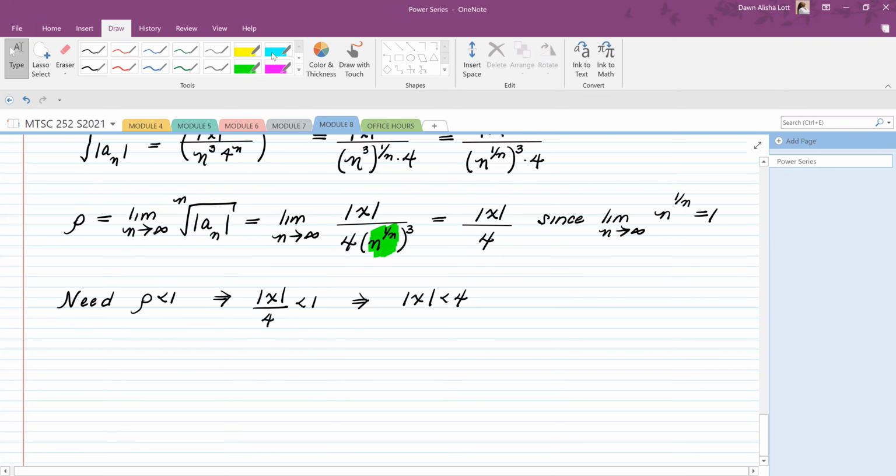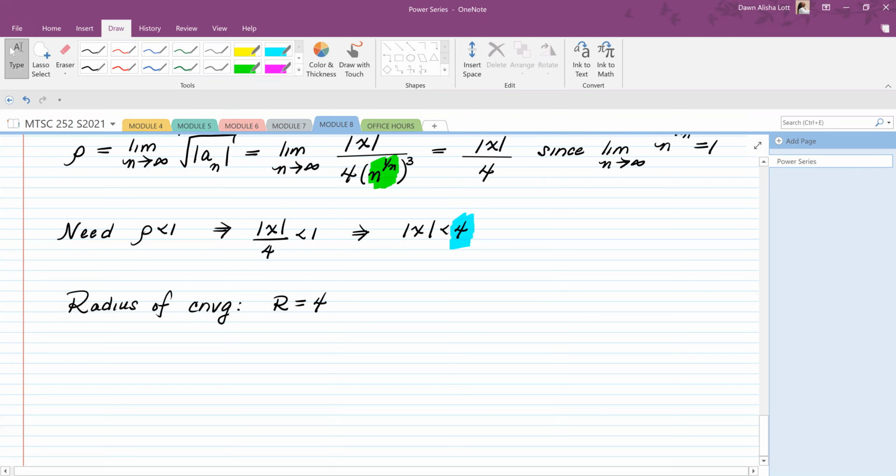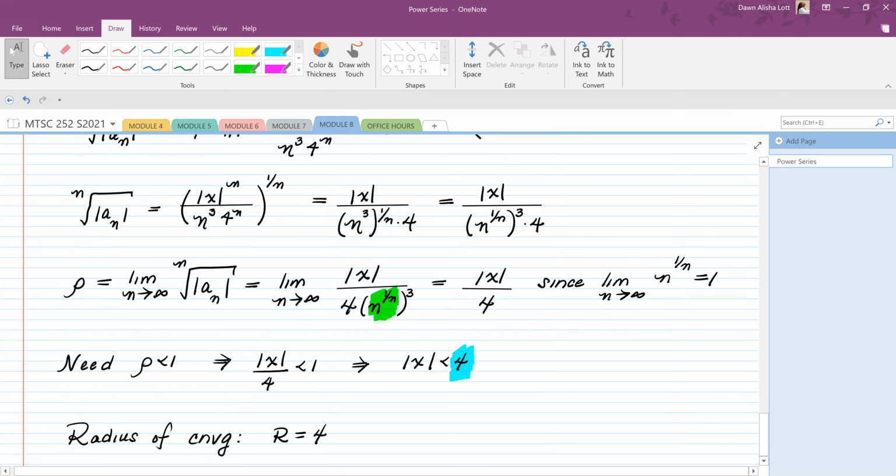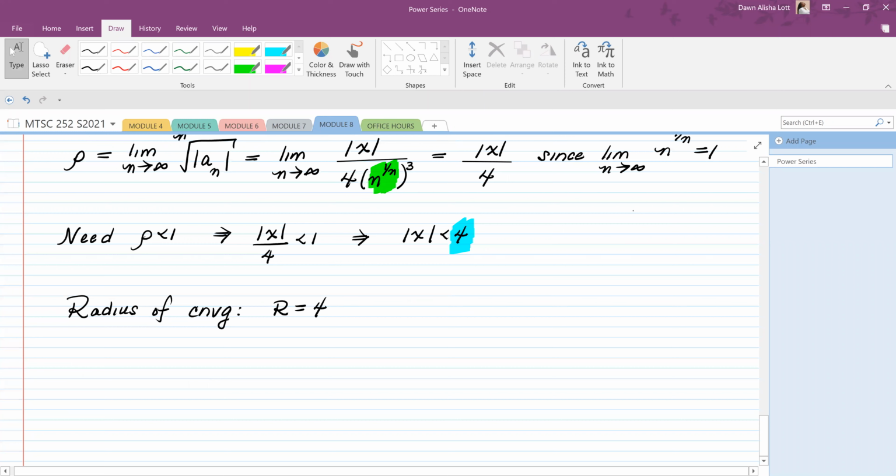So this thing becomes our r. So the radius of convergence r is equal to 4. And our interval, oh, that's the radius of convergence. Yes, interval of convergence.